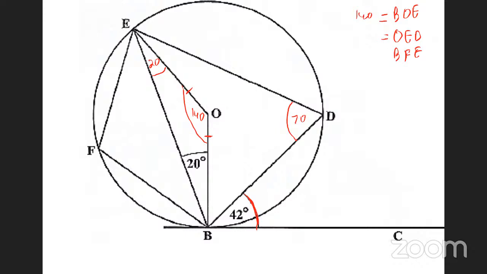OED now. They want this small angle here. But what is this big angle here? That big angle is 42, by the alternate segment rule, so here is 22. So we figured out OED: 22 minus 20, and we're good to go. BFE is what? BFE is right here, and that big shape, BFED, is a cyclic quadrilateral. So that will be 180 minus 70, which is 110.